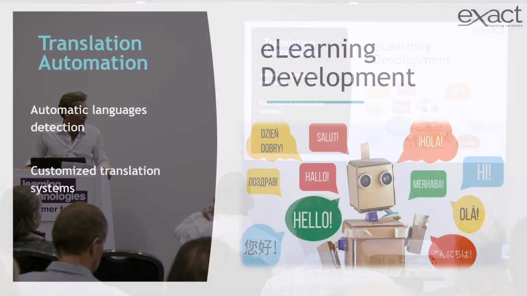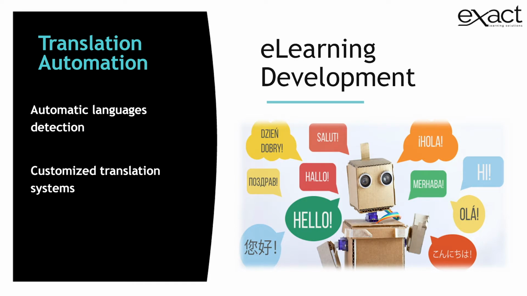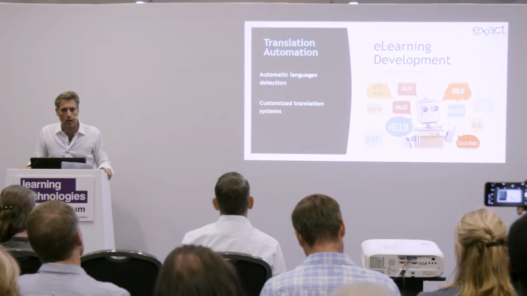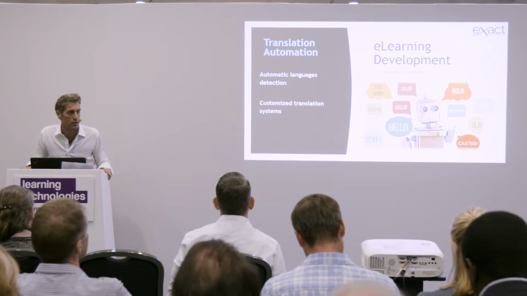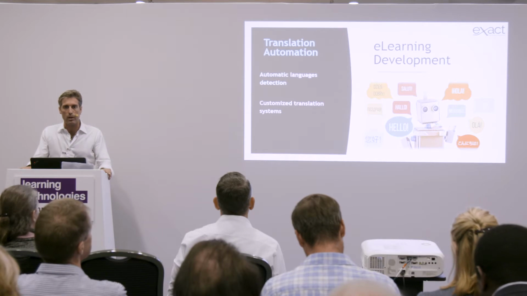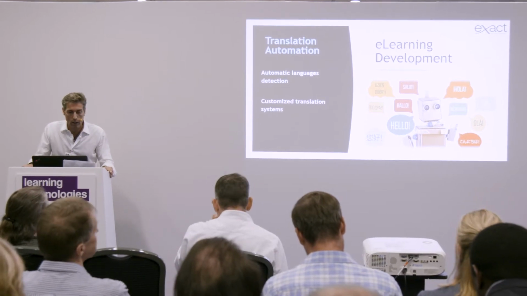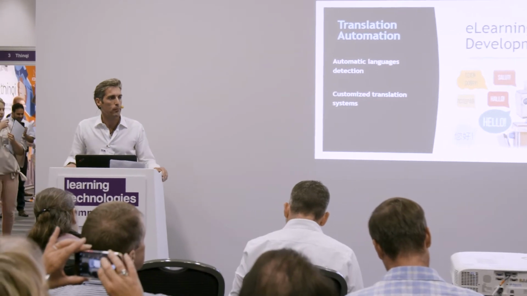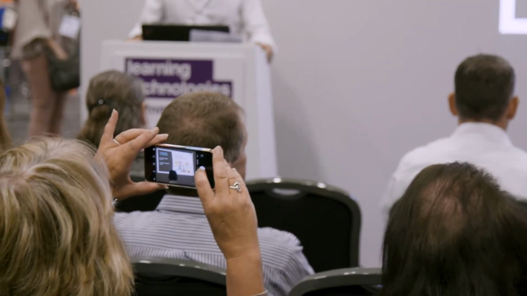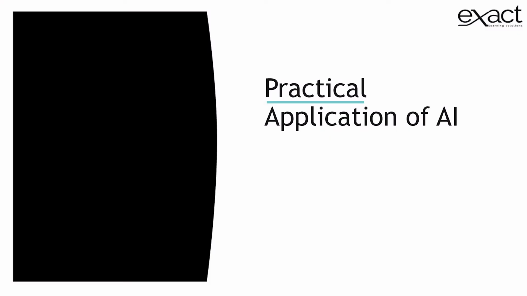Last but not least, the use of AI for automatic translation. We all use Google Translator. Let's consider the Google Translator embedded in your system. It can be used for automatic language detection, and also for personalizing your translations. I will present in more detail an interesting use case of a large client asking us how they could improve their translation processes.